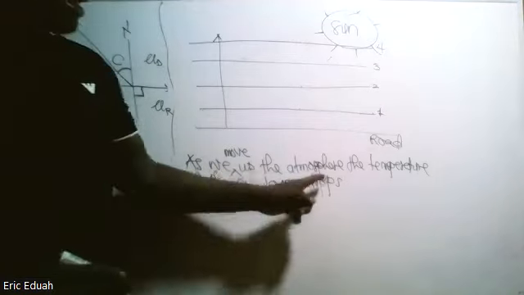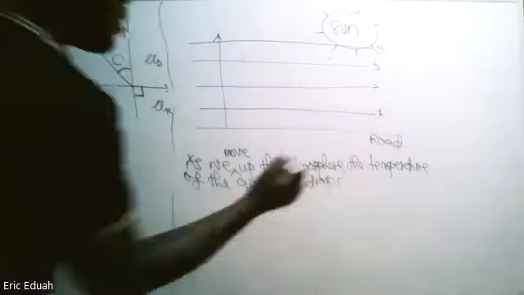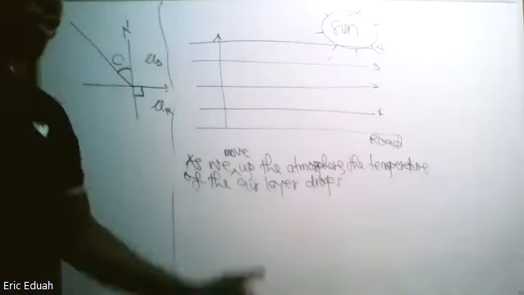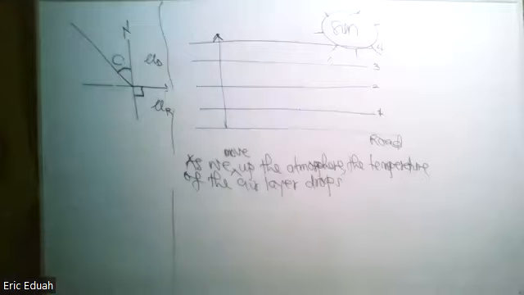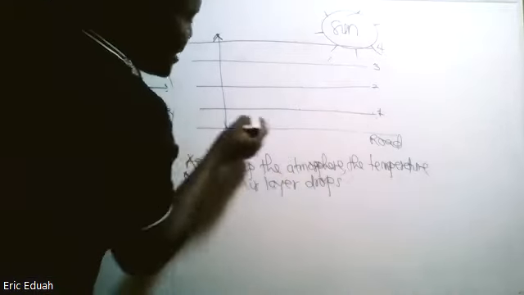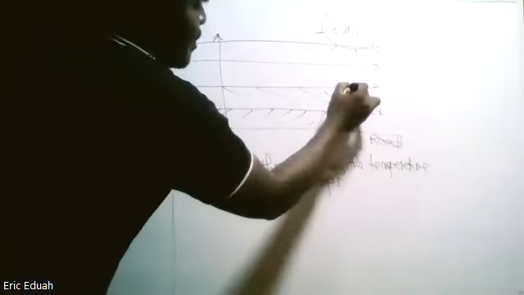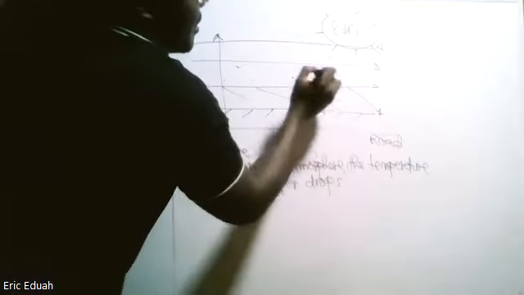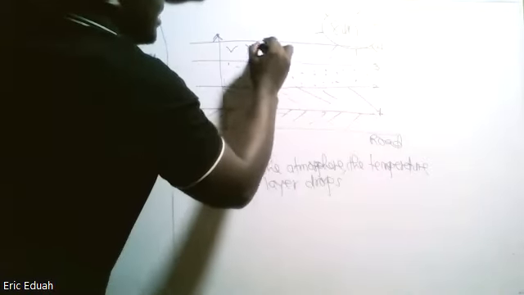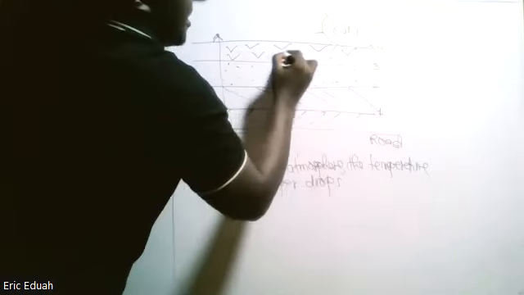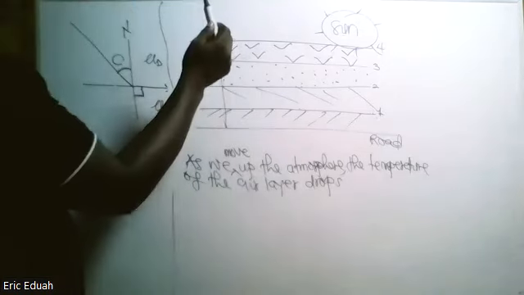As we move up, as we move up the atmosphere, the temperature of the air layer drops. Okay. Now, if the temperature of this air layer, and then this one, then this one, and then this one, different air layers, is dropping as we move up.